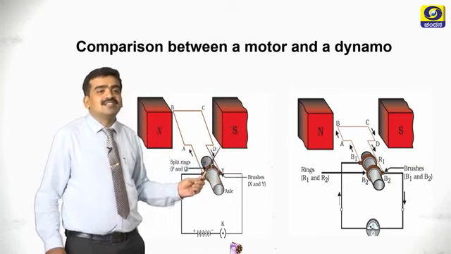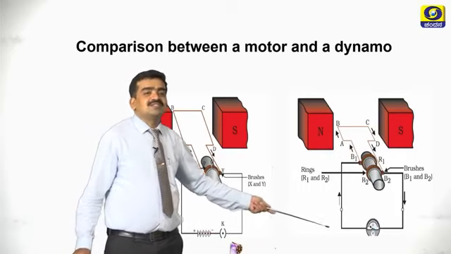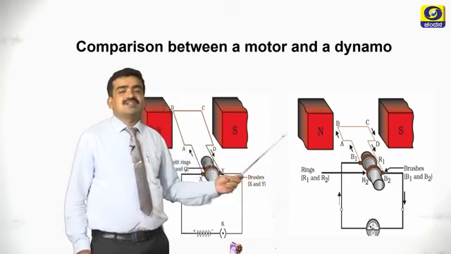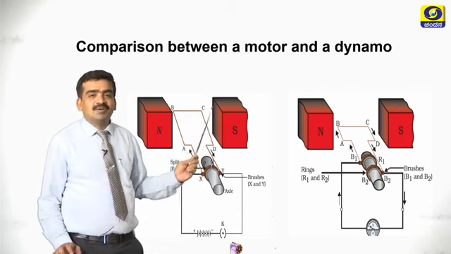Then what is the difference? The difference is only one thing: in a motor we see the battery in the external circuit, and in a dynamo we see the galvanometer or bulb in the external circuit. So these are the similarities and differences between a dynamo and a motor.